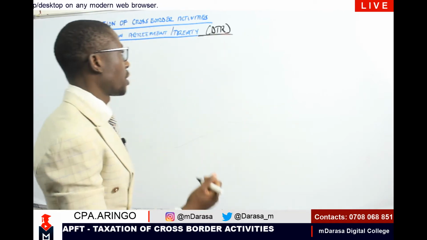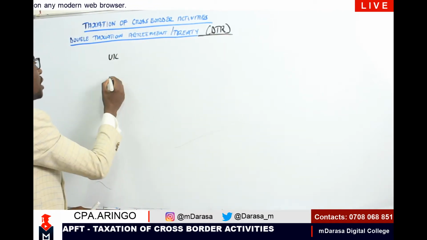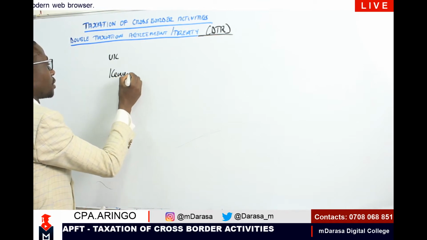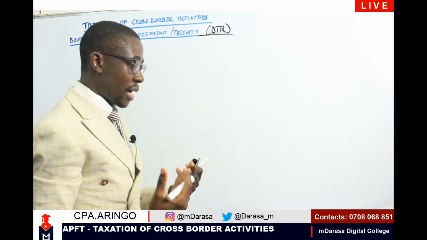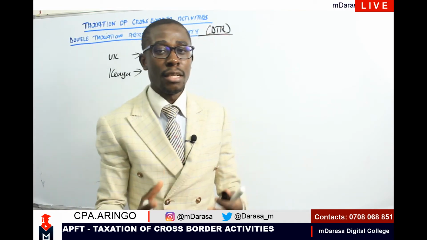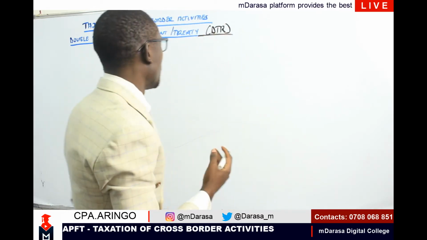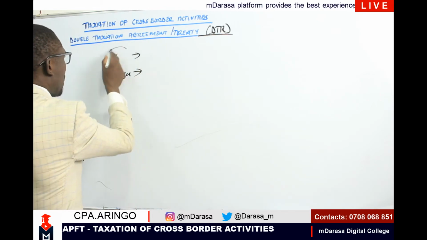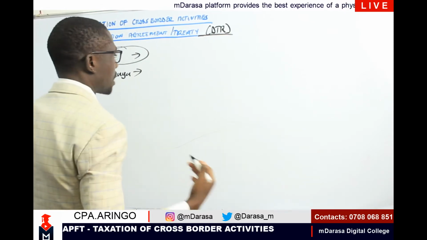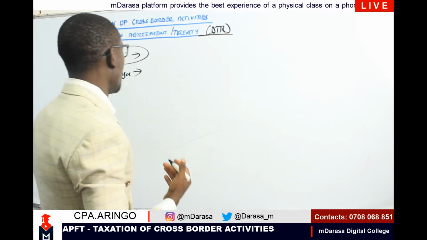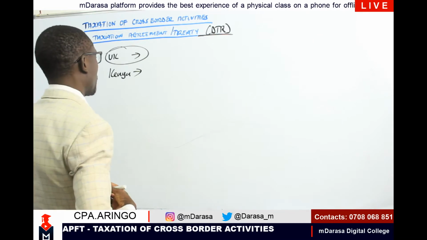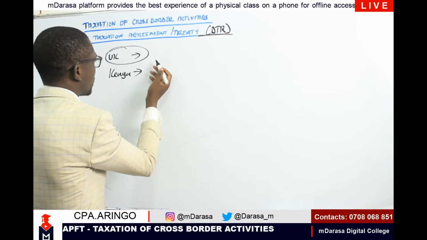If, for example, I'm earning income in the UK and I'm earning income in Kenya, on the same income, if I am a Kenyan citizen, it is deemed that any income that I'm earning elsewhere is deemed to be Kenyan income. So yes, I have earned that income in the UK, but because I am a Kenyan citizen, Kenya will claim its portion on that income.